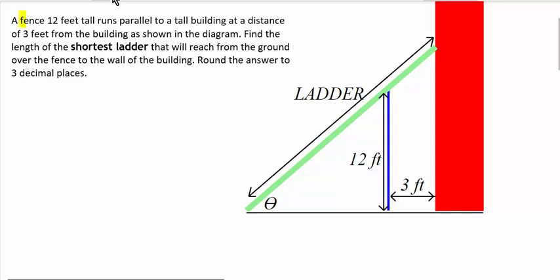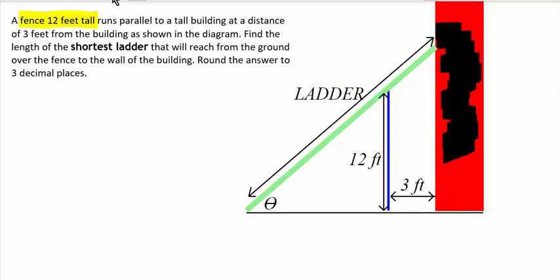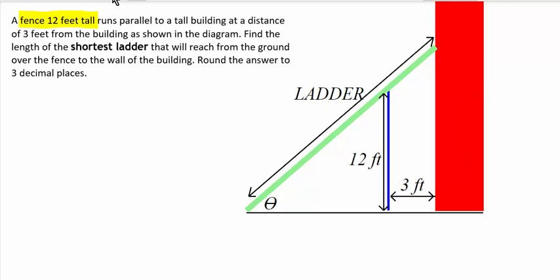In this problem, we have a fence that's 12 feet tall. That would be this right here. And it runs parallel to a tall building denoted by this vertical red rectangle. And it's known that the distance between the fence and the building is 3 feet. That's denoted right here. So again, the blue vertical line is the fence and the red rectangle is the building.